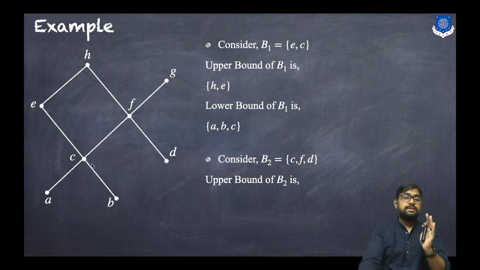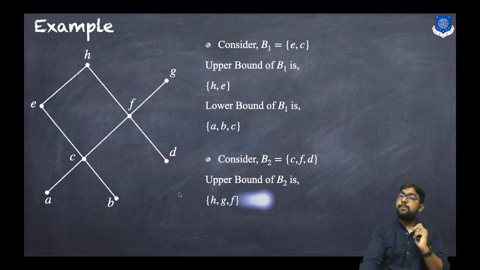Now consider the elements of the given set itself. So C, F and D. So it is very clear this F has to be an upper bound. How? We can go from C to F, we can go from D to F, and we can go from F to F. So what are the upper bounds? So H, G and F, they are the upper bounds.